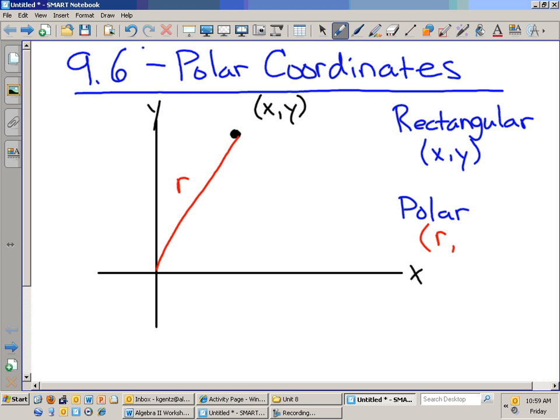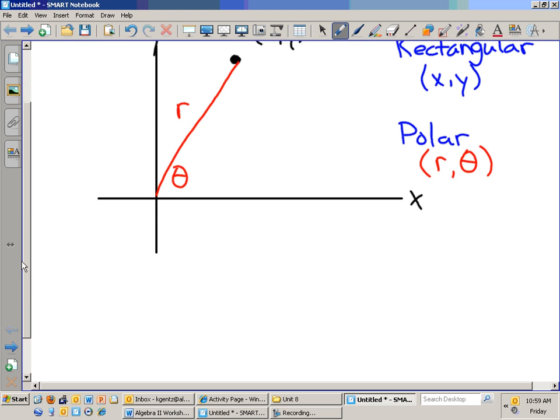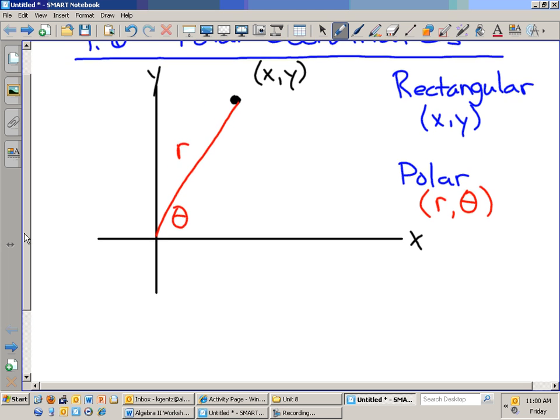Radius. And once we know the radius, how far it is, the only other piece we need to know is the direction. And so we use theta to represent the direction. So instead of x, y, we can use r, theta. This looks familiar to you because this is what we did when we were using vectors. Now, there's a relationship between these pieces.